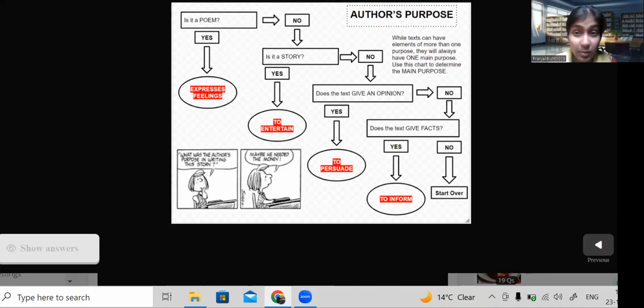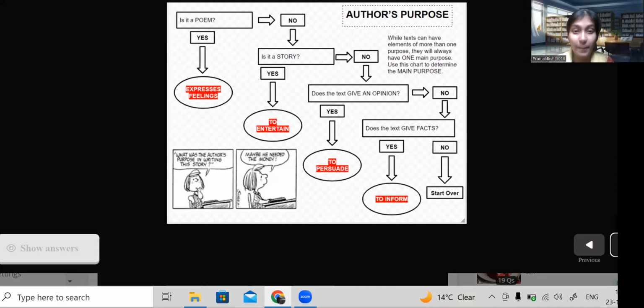Also, in author's purpose, a story can have many purposes. Like we just studied, it can have multiple purposes in one story itself. It's not like we'll only have one purpose in one story. It can have multiple purposes in one story.